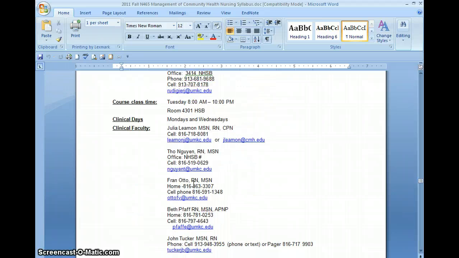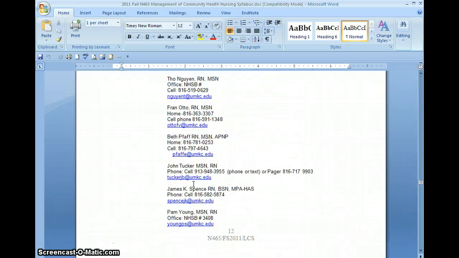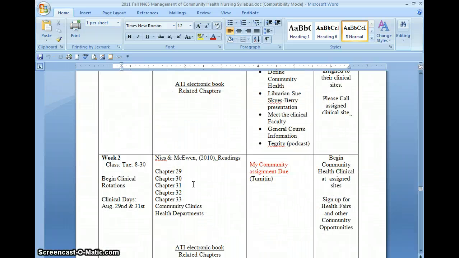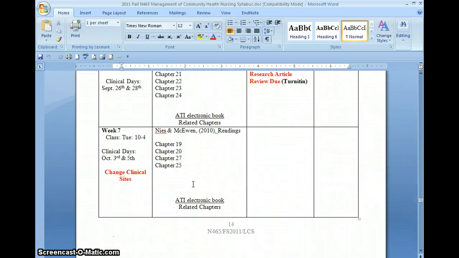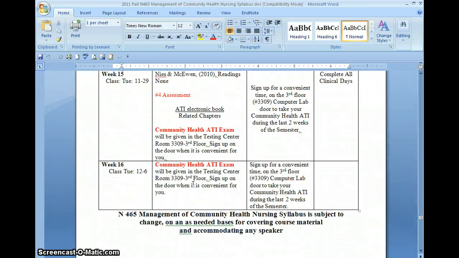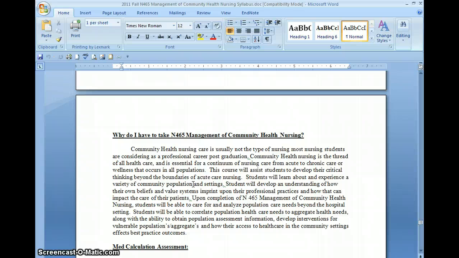Some course information. Please let me know if something isn't correct. And then assignments, and you can definitely go through all of those, and if we have questions or anything about them. The last thing I do in the syllabus is tell them why it's important that this class is for them.